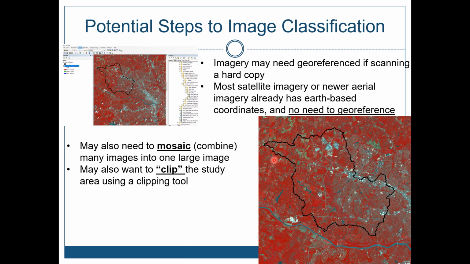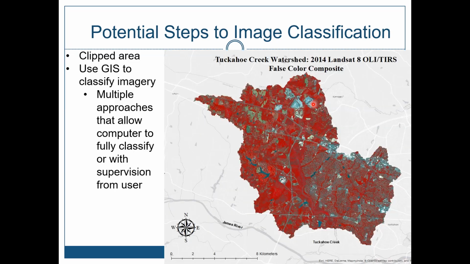But you probably will have to do some similar things. You might have to mosaic, again, combining multiple images into one large image. And again, you might end up having to go through that process of clipping your study area out. So in this example, you can see Tuckahoe Creek watershed overlaid on the satellite data. And I end up with this study area, this watershed, which is these little rivers that drain down into the James River here. So you can see the final clipped satellite image here.